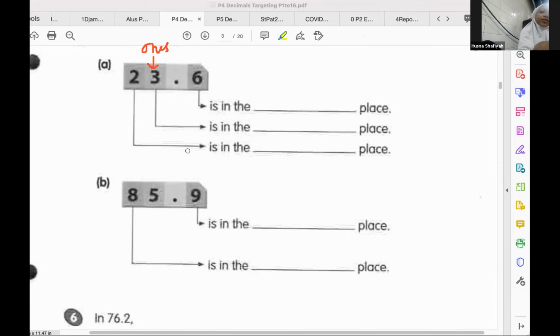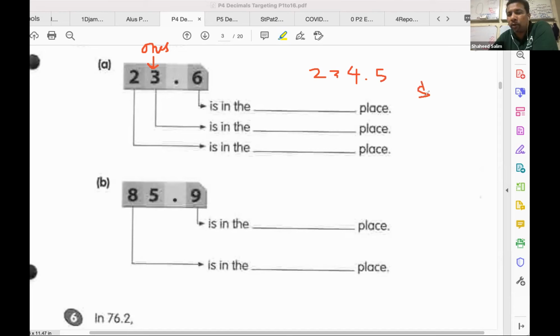Okay. So this one is one. We need to find where the ones place is. If I give you a number, let's say 2, 3, 4.5, how do you find the ones place? You write the number $1. Okay, you write $1, and you can find the ones place.